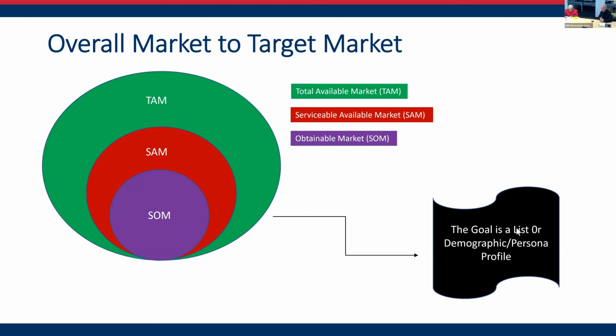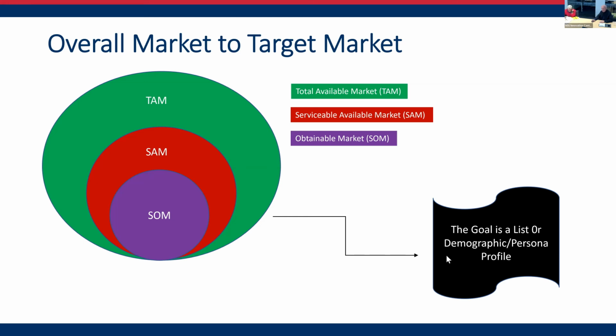I want to be able to tell my investor and the folks in my management team, this is who we're going after. If you're selling business to business, that list can be quite real. It can be name, address, telephone number, and those sorts of things. If it's a government contract, those things are definable.